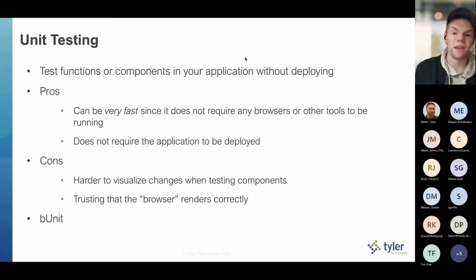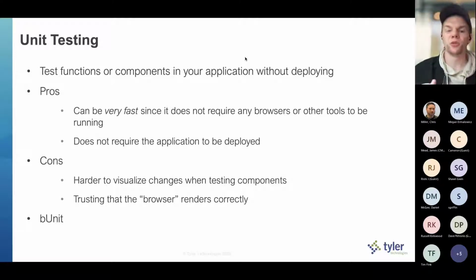So pros, it can be very fast since you don't have to wait on a browser install, a browser launch, page switching, network latency. Even though it's all local, all these things add up when you have a few hundred tests. And it does not require the application to be deployed, right? So if you think of a CI/CD pipeline, maybe I have to make a change. I then have to run it, just my PR. How does that look? Then I have to run my UI test against that. You don't have to do that with unit testing because it doesn't actually need to be deployed.